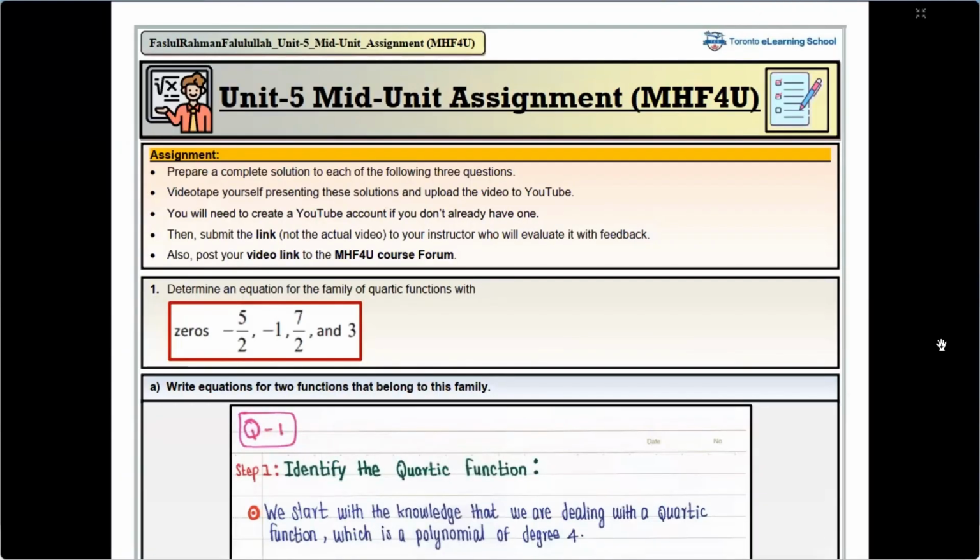Everyone, my name is Faslul Rahman. Today I am going to discuss my Unit 5 mid-unit assignment for MHF4U. There are 3 questions in this assignment. Let's start by looking at question number 1.